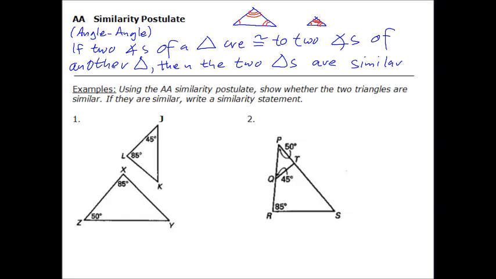Here are our examples. Using the AA similarity postulate, show whether the two triangles are similar, and if they are similar, write a similarity statement. Show whether they are similar means yes or no. Are they similar? We have to figure that out. Okay, then let's see what we have in our example number 1. We have angle L, which is congruent to angle X, and the other two angles that we see are not congruent, but we can use our triangle sum theorem to figure out the third angle in each of them.